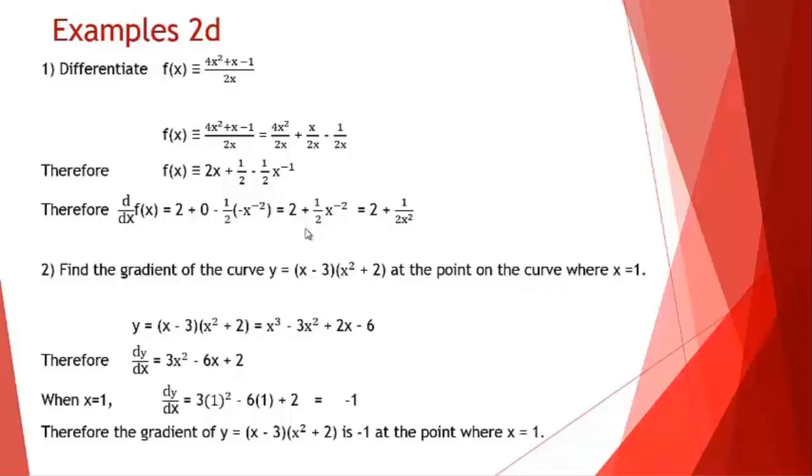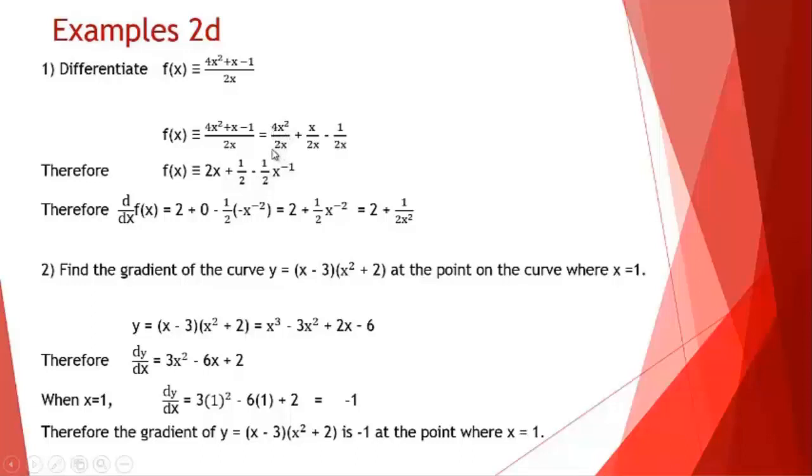So therefore f of x becomes 2x plus 1 half take away 1 half x to the power negative 1. So we got the 2x by dividing 4x squared by 2x, and then x over 2x would give us just 1 half because we just cancel out 1 x from the top and the bottom. So we get 2x when we divide 4x squared by 2x.